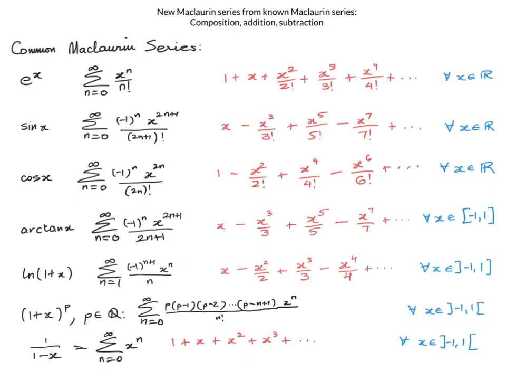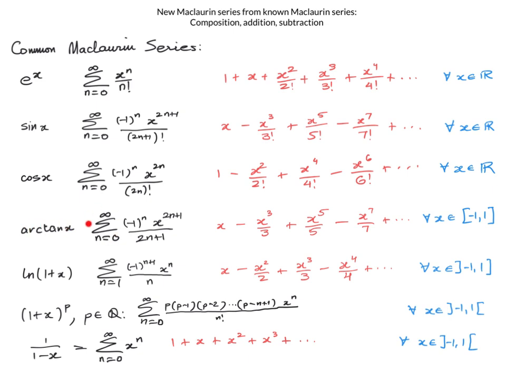Cosine x is the sum as n goes from 0 to infinity of negative 1 to the n, x to the 2n over quantity 2n factorial, again alternating, starting with a positive term. And then it has even exponents, x to the 2n, divided by the corresponding factorial. And here it is again: 1 minus x squared over 2 factorial plus x to the fourth over 4 factorial minus x to the 6 over 6 factorial, etc. Also converges for all real numbers and, in fact, all complex numbers.